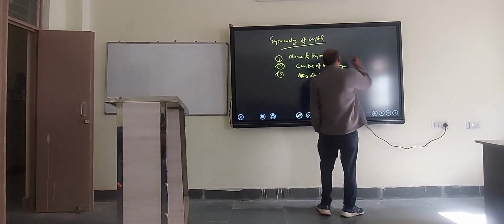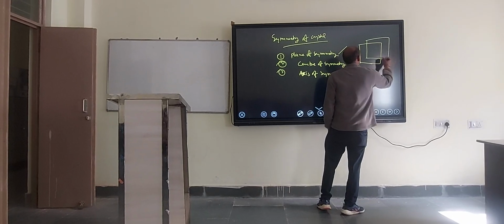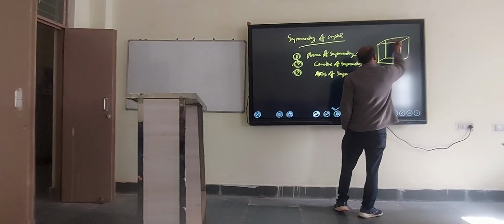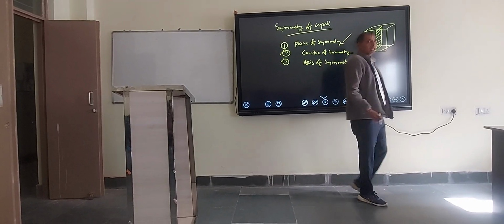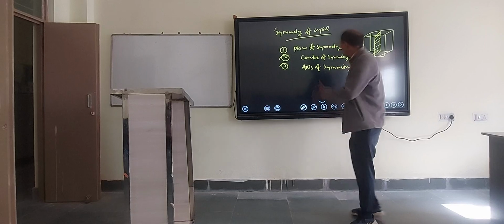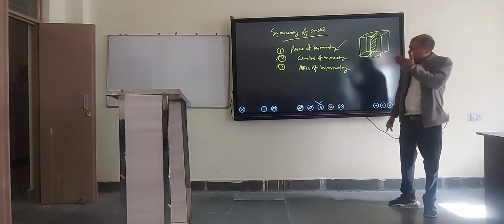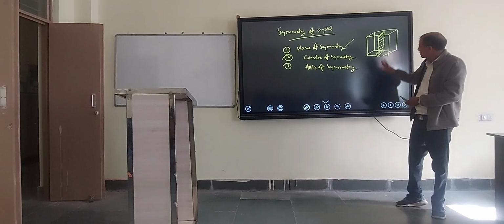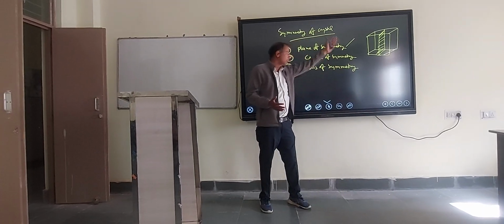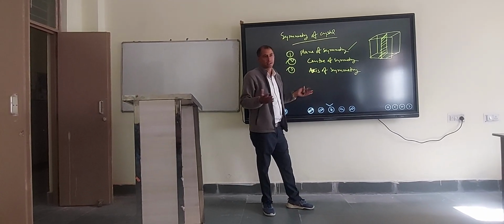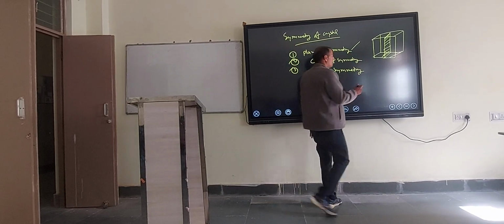For any crystal, at first we have to discuss the plane of symmetry. It is any imaginary plane drawn through the crystal which divides the crystal into two equal halves. A plane that divides the crystal into two equal halves, that is called a plane of symmetry. Right, this is called plane of symmetry.